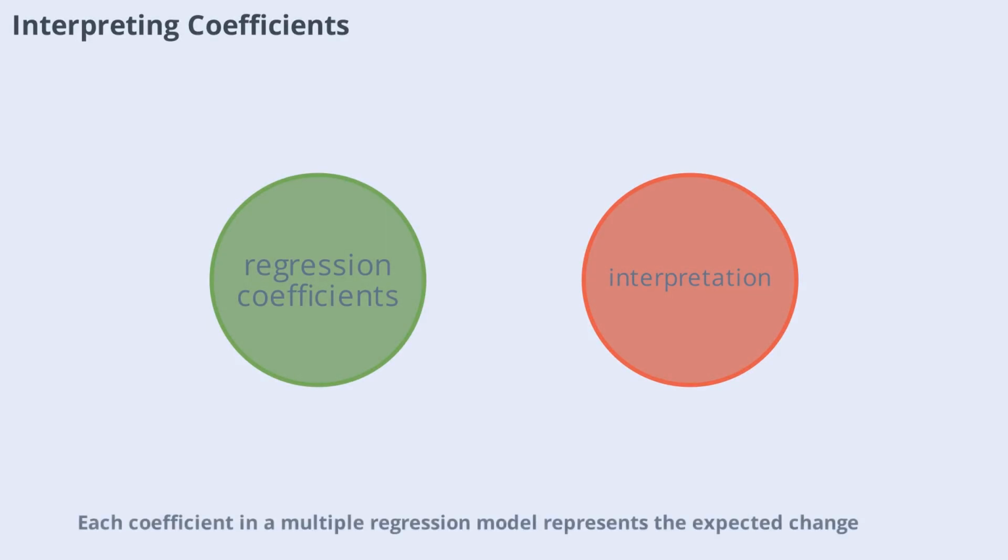Each coefficient in a multiple regression model represents the expected change in the dependent variable for a one-unit increase in that predictor, holding all other variables constant. Positive coefficients indicate a direct relationship, while negative coefficients indicate an inverse relationship. It's important to consider the context and units of your variables when interpreting these values.